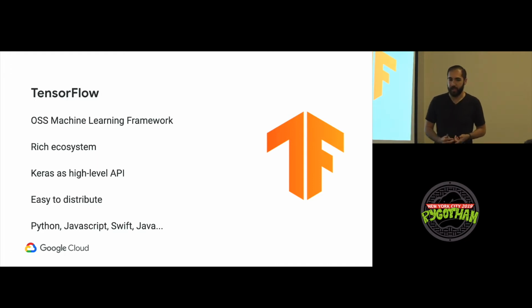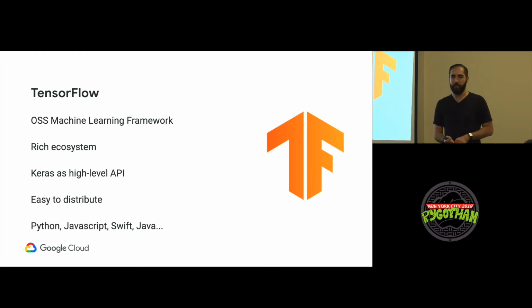TensorFlow uses Keras as its high-level API, and I'll show you an example of that in just a moment. TensorFlow is also super easy to distribute. In this case, there's a little bit of work involved to distribute it, but I will show you how little that actually is. And again, this was spun out of the paper that Jeff Dean was writing in 2012. TensorFlow came out in 2015, but it has actually been used internally at Google much longer than that.